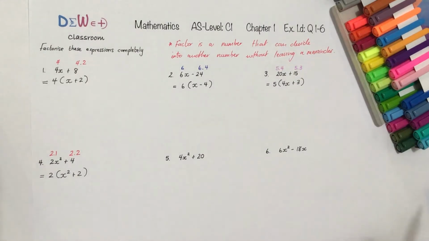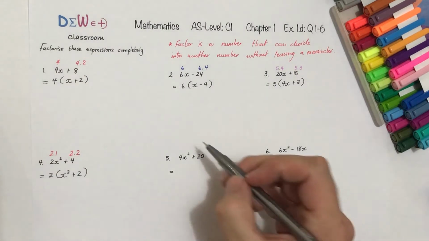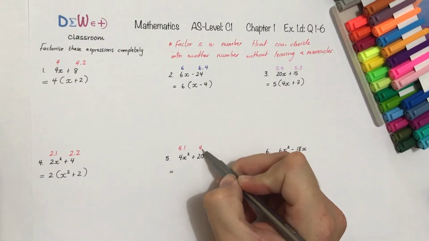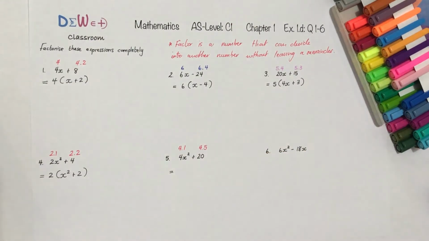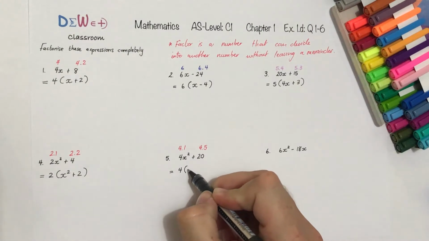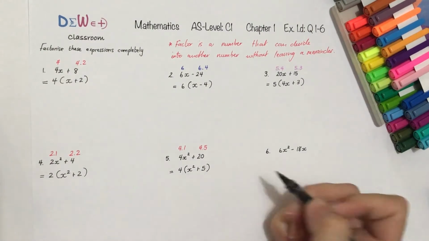When we look at question number 5, here we can see again 4 times 1. Here we have 4 times 5. And we can take out the common factor of 4. We will be left with x squared plus 5.